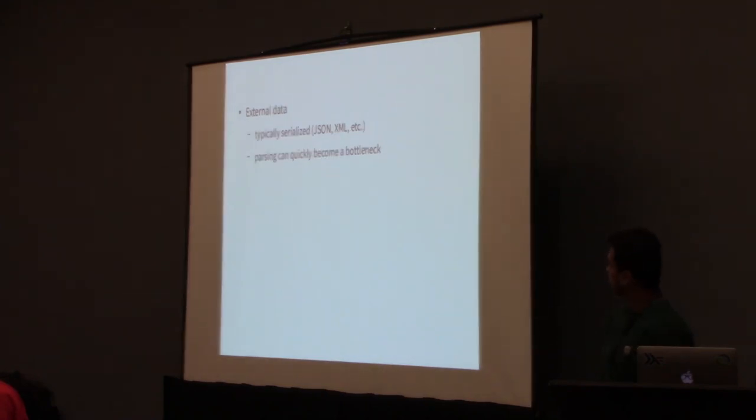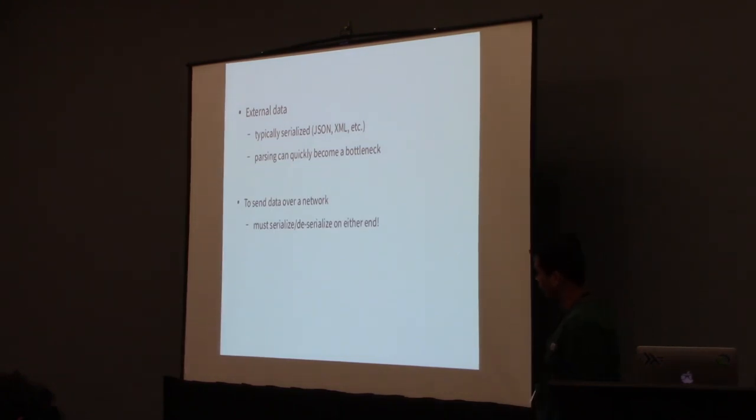So also external data is a challenge with programs like this. So we typically store data on our disk in serialized formats. And before we can use them in our programs, there's usually a parsing step involved. And as your data sets grow bigger, this can quickly become a bottleneck. Something similar comes up when you have to send things over network. There is a deserialization and corresponding serialization step involved at either end. And this can be inefficient for larger data sets.